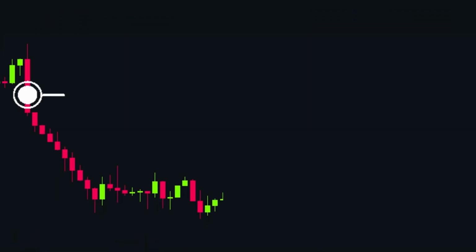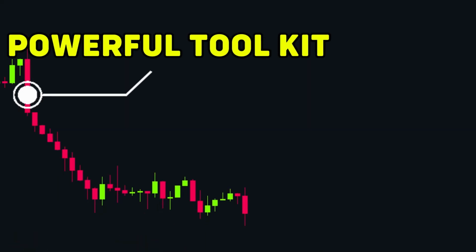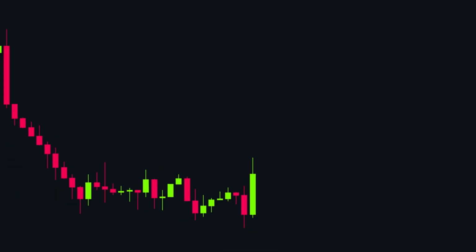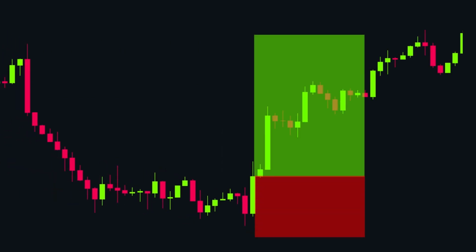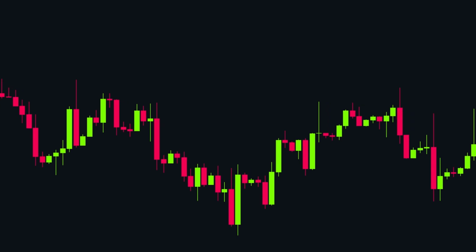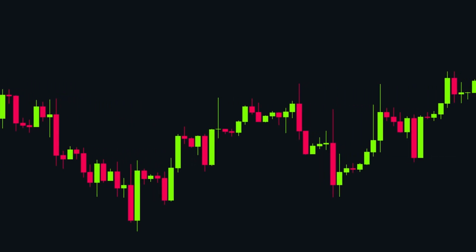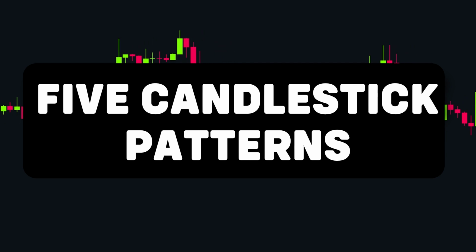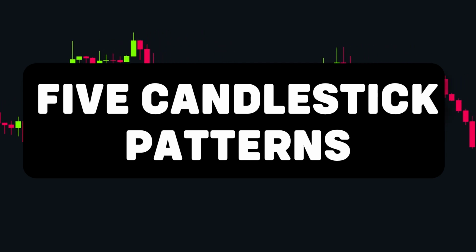Candlestick patterns are one of the most powerful tools in a trader's toolkit. But figuring out the ones that will work is the most difficult part. After analyzing hundreds of real market charts, we've discovered 5 candlestick patterns that actually work, which will help you in earning bigger and consistent profits.